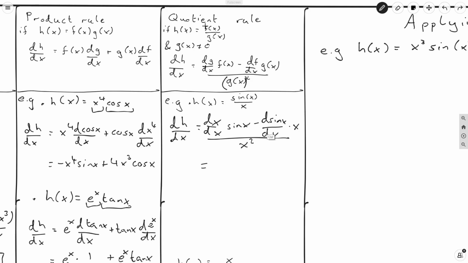So this thing all tidies up to be: dx dx is 1, so this is just sine x. So d sine x dx is, of course, cosine of x, so this becomes minus cosine of x times x. So this all breaks down to be sine of x minus x cosine x, all over x squared.